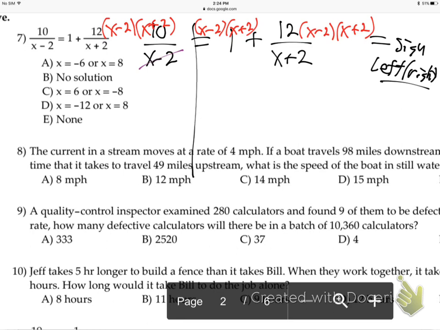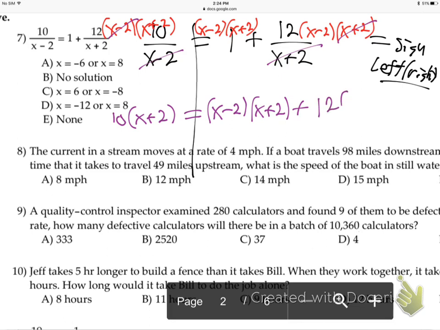So x minus 2's cancel. And what do we have left over? 10 and x plus 2. Over here we have x minus 2, x plus 2 times 1, plus, and right here, x plus 2's cancel, and we have 12, x minus 2. So this comes here, and this stuff all went there. And the 10 and the x plus 2 went there. Is that good to there? See how we canceled out the denominators? We got rid of the fractions? We good?